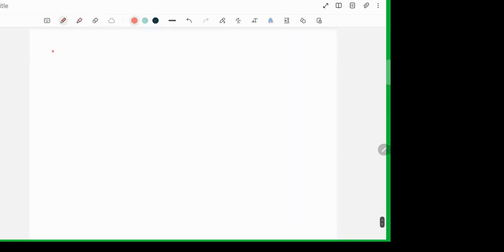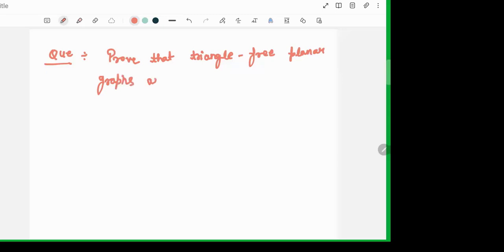So question: prove that triangle-free planar graphs are four colorable. Prove that triangle-free planar graphs are four colorable. So this is the problem.